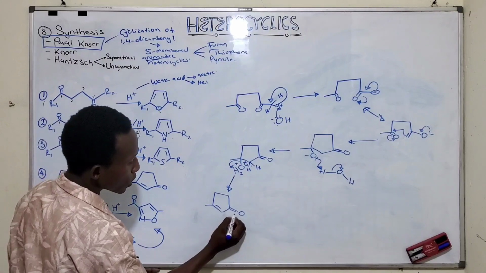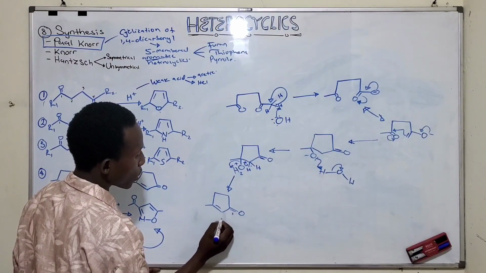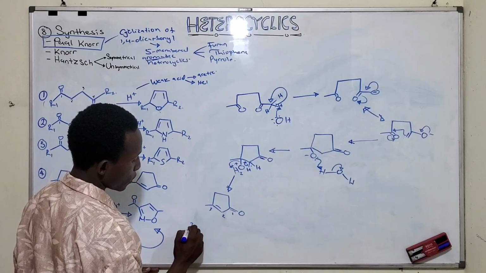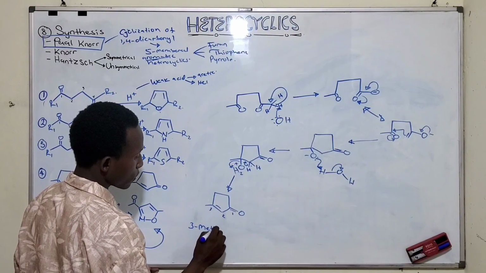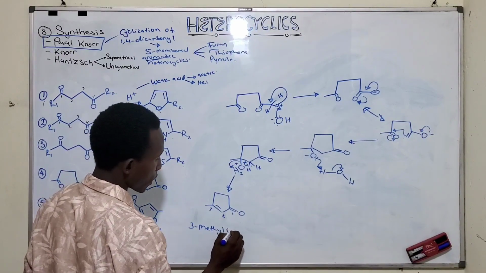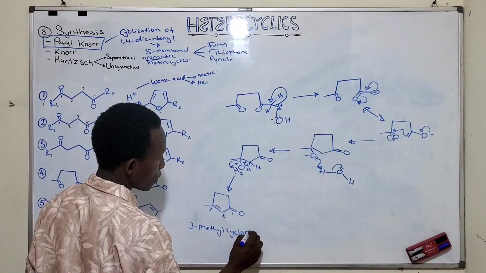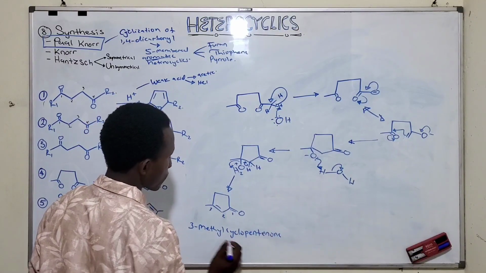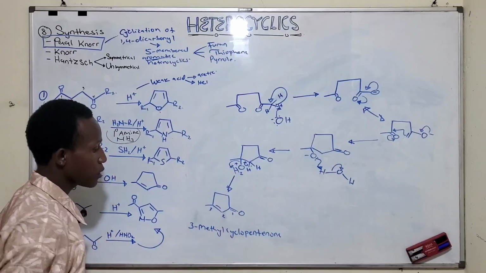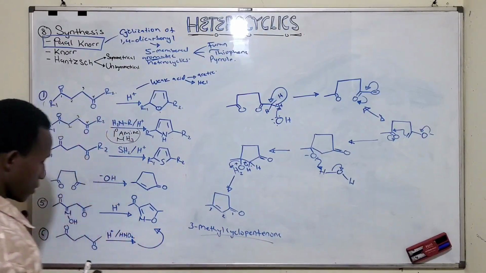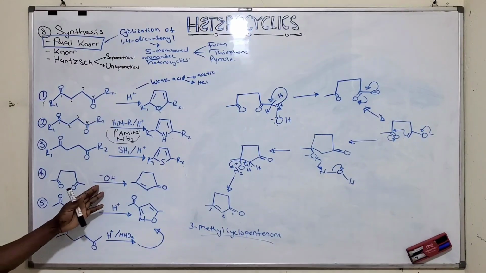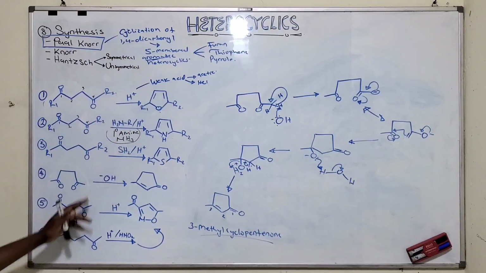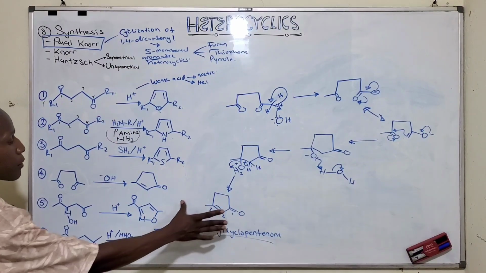So this is position 1. This is 1, 2, 3. So it is 3-methylcyclopentenone. It is an alkene. So that's the product. When you put an OH group in a 1,4-dicarbonyl compound, this is the mechanism.